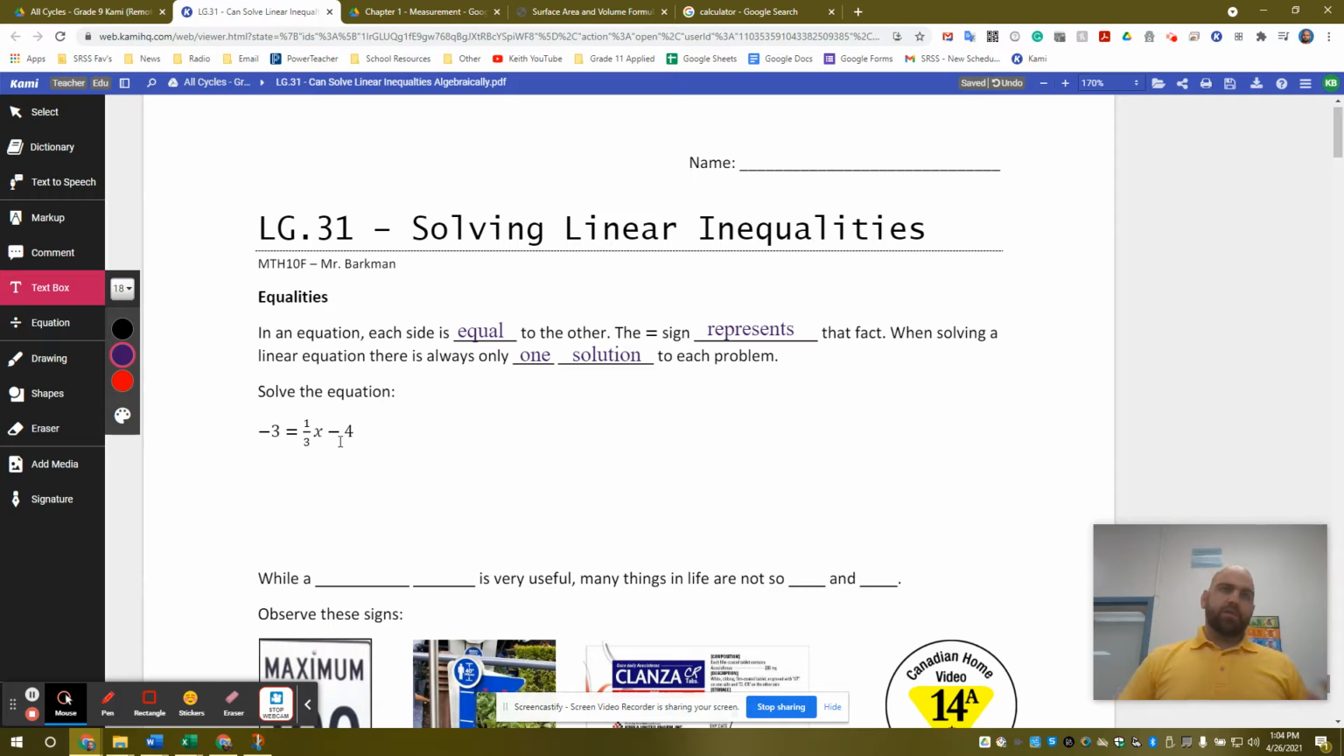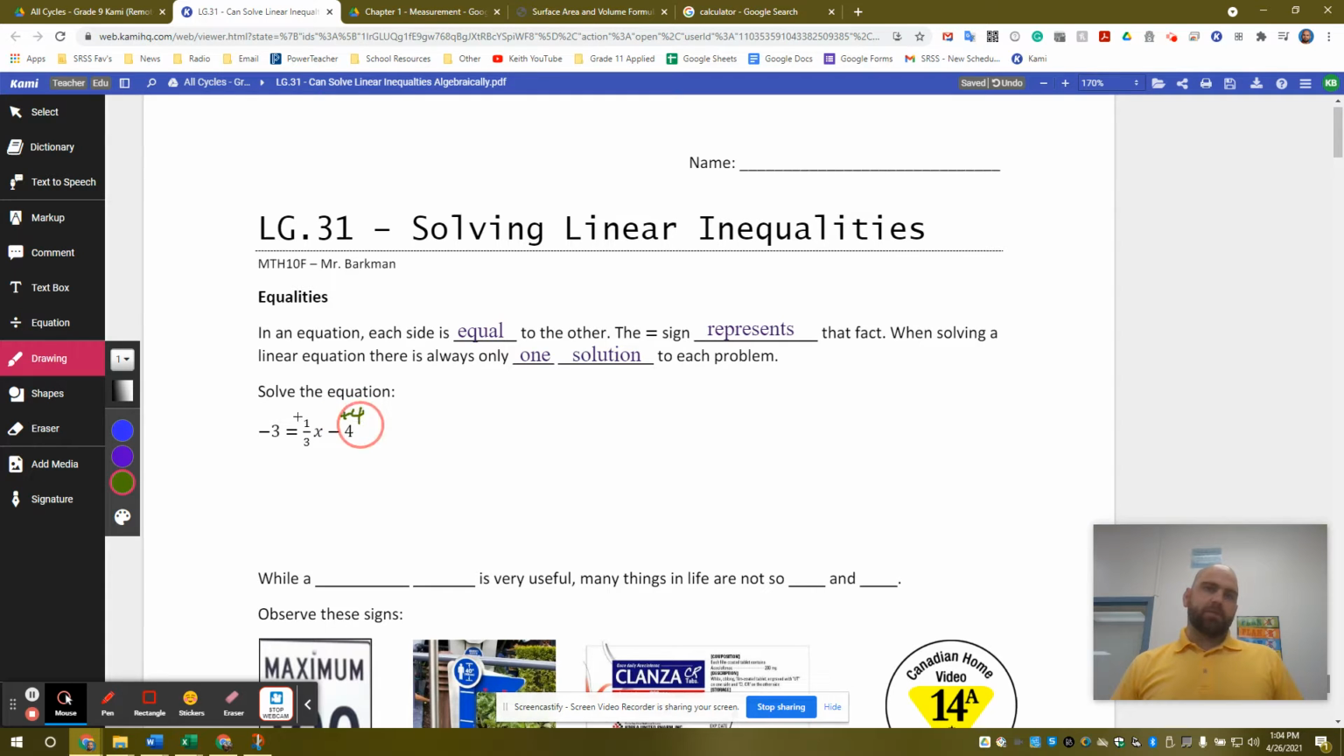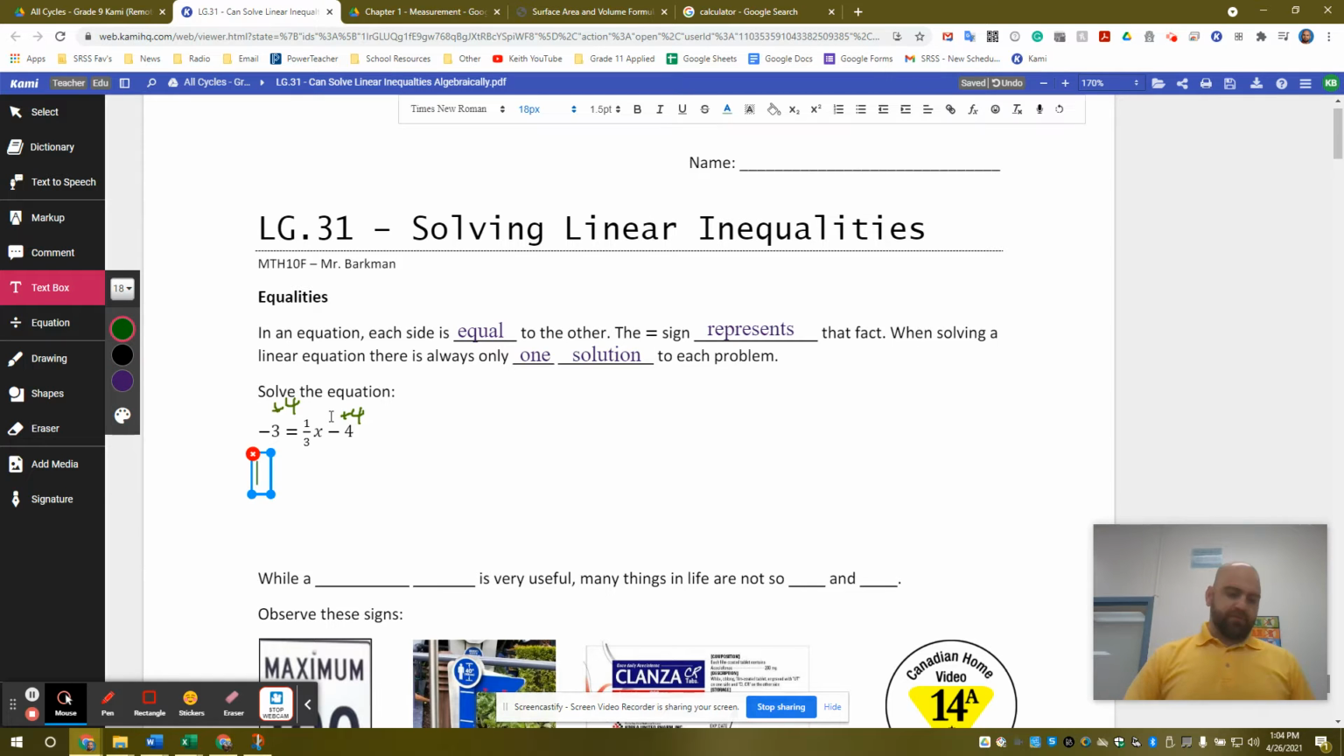So if we look at this question here, we're going to solve this equation. I'm going to go through it nice and quickly as we've done this in the past. To solve this, we're going to add 4 to both sides. We want to get x all by itself. Negative 3 plus 4 is going to be 1. Let's make it into an equation here: 1 is equal to 1 over 3x. There we go.